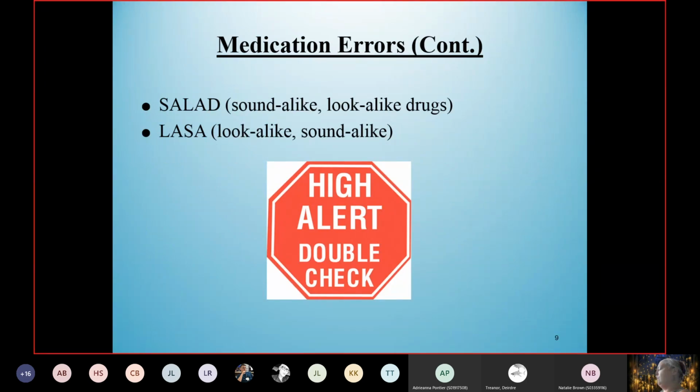So, things that you want to be aware of are look-alike, sound-alike drugs. And there are a couple ways you can remember these. You can remember it as a salad. So sound alike, look alike drugs, SALAD, salad, or LASA, look alike, sound alike. That one's easier for me. But if salad works better for you because you're food motivated, then sound alike, look alike drugs, there you are. So drugs that may sound similar when you say their names, or they look very similar when you write them out.